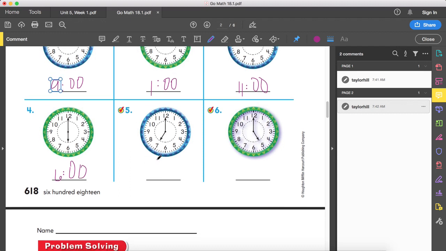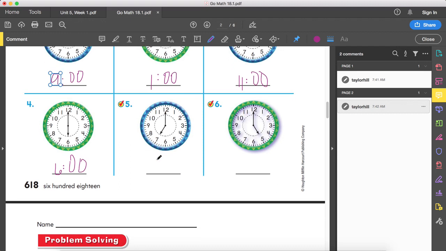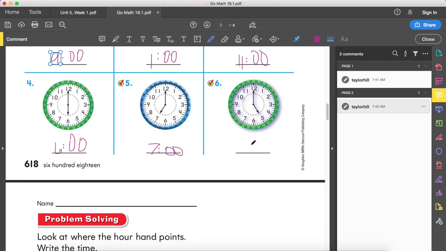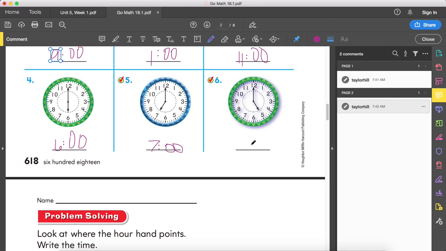Okay, number 5, the hour hand is pointing to the 7, the minute hand is pointing to the 12, so that makes it 7 o'clock. Number 6, the hour hand is pointing to the 5, the minute hand is pointing to the 12, so that makes it 5 o'clock.